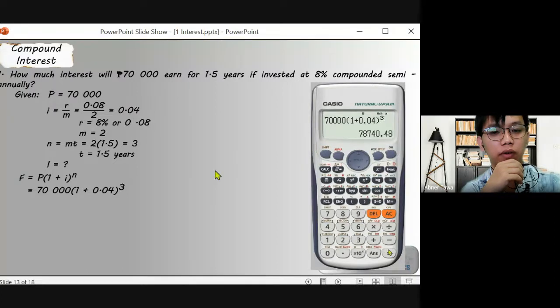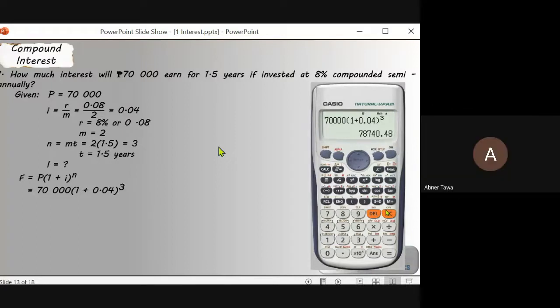Okay, and then that is equal to 78,740.48 pesos. So the money invested, which is 70,000 pesos, will grow to 78,740.48 after 1.5 years. So it grew by 8,740.48 pesos. So that is the future value.